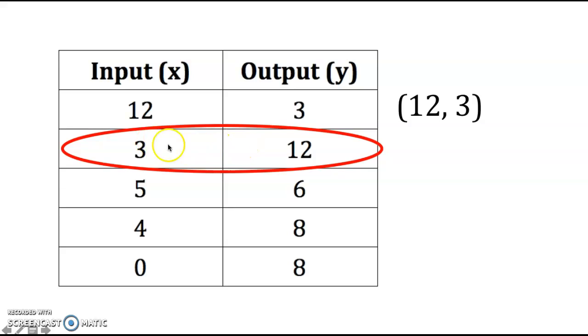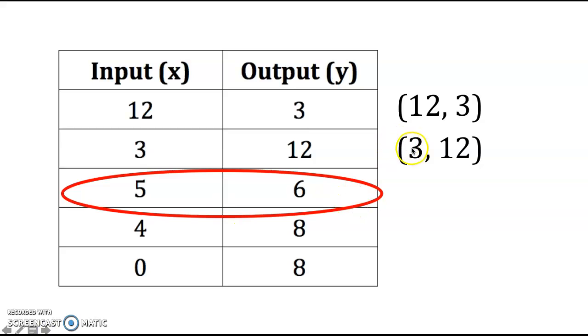In looking at the rest of the numbers in this data table, like I said before, the digits on the left and the right go together. So this 3 and this 12 go together. When we put them together in an ordered pair, we make sure that we add in the parentheses, the comma, and the closing parenthesis.